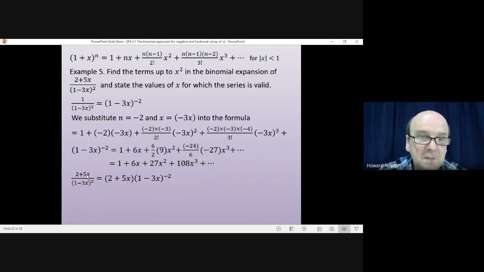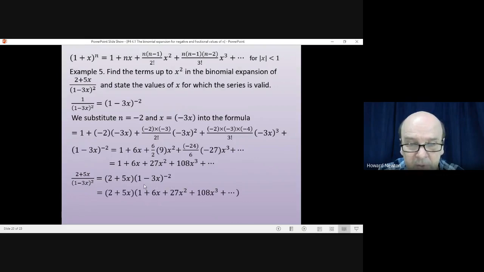Now, I've got 2 plus 5x over 1 minus 3x squared in the question. That's what they were asking us to find the expansion of. Well, 2 plus 5x divided by 1 minus 3x squared is exactly the same thing as 2 plus 5x times by 1 minus 3x to the power of minus 2. Well, I've just found this second bracket using the binomial expansion. So I can substitute the first 4 terms into there, and that's all I need. In fact, it's more than I need, because I only need to find terms up to x squared in my final answer. And now I'm going to multiply these brackets together.